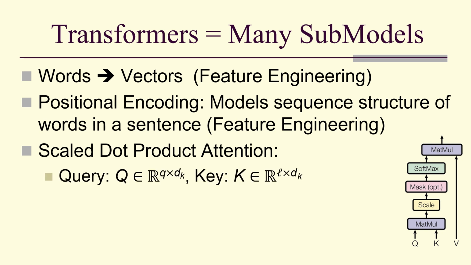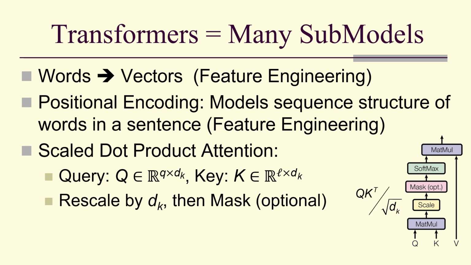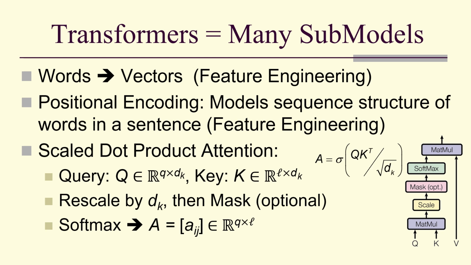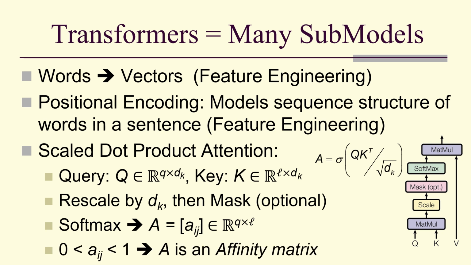We have a query matrix and a key matrix, and we take Q times K transpose. We rescale by d sub k, the column dimensions of Q and K. Mask, that's optional. And then we apply the softmax, and we get a matrix A. Matrix A is in R^(Q×L), and notice that all of its coefficients are between 0 and 1, so A is an affinity matrix.